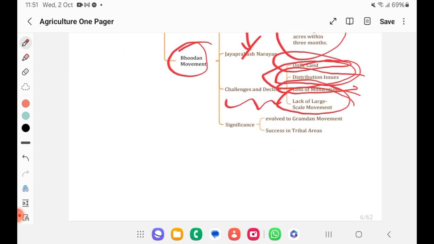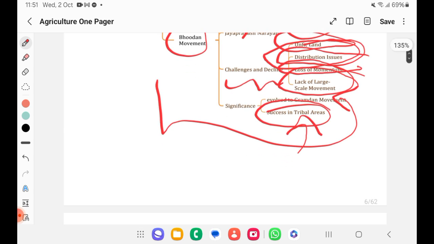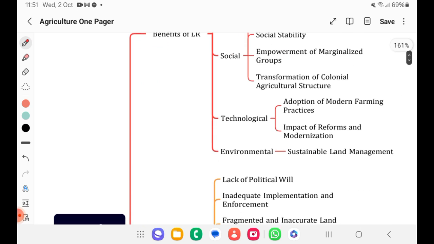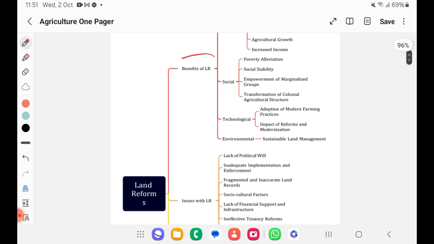Bhudan movement evolved into the Gramdan movement. It was also successful in tribal areas. That was a good thing, a significant move. So then we have seen, under land reforms, the benefits of land reforms. We said the main problem is land reform.